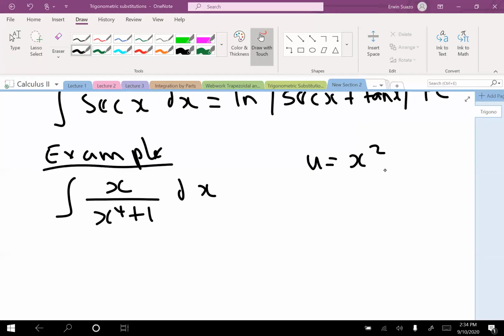Sorry, I was on mute. Try to do this substitution: u equals x squared. So use this substitution, plug it in, and then try to give me the answer. Okay?